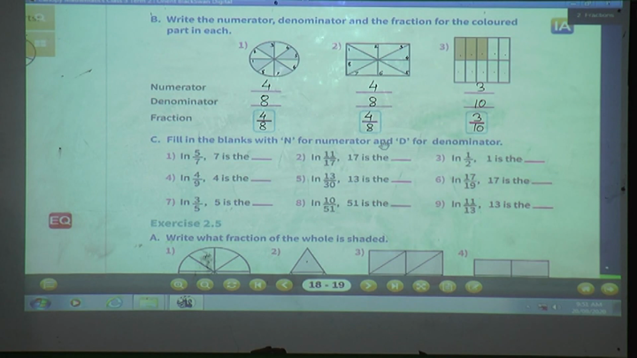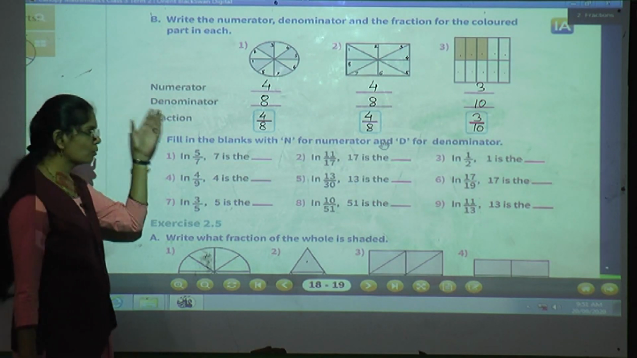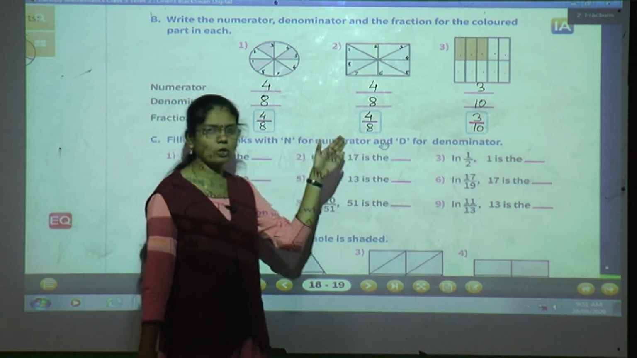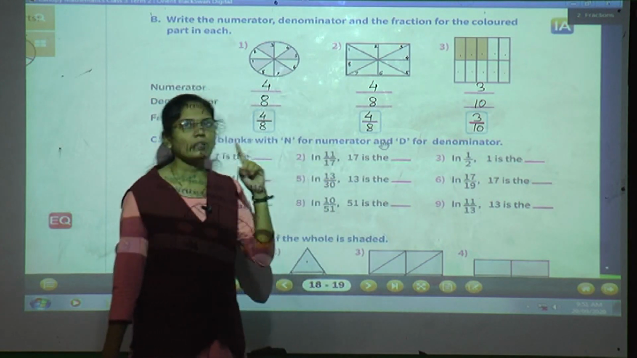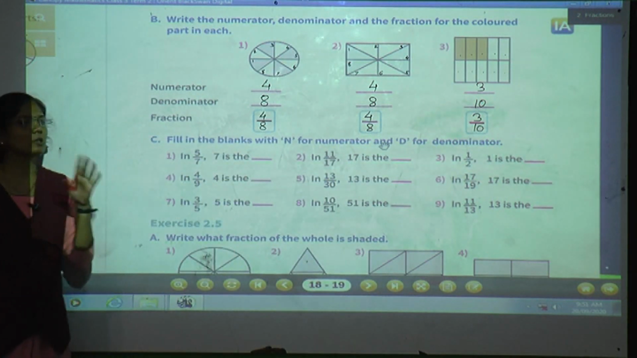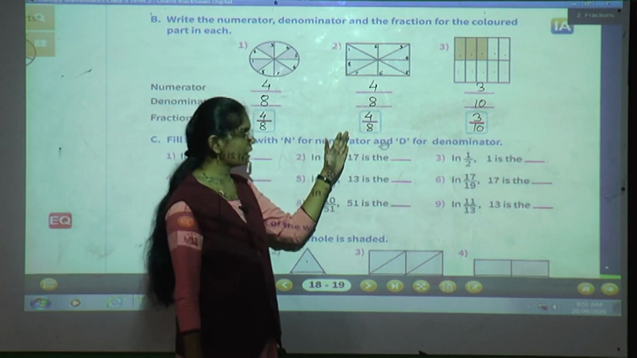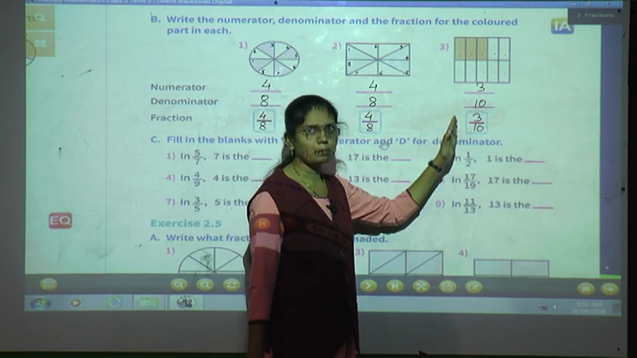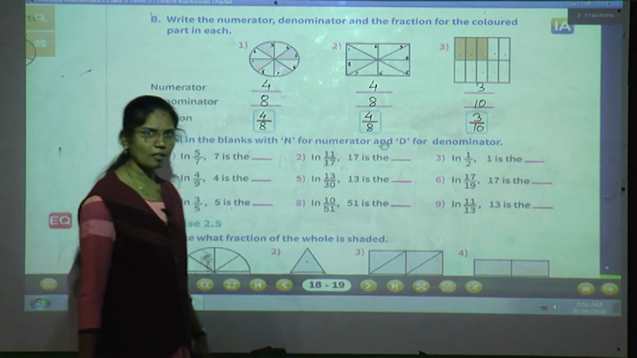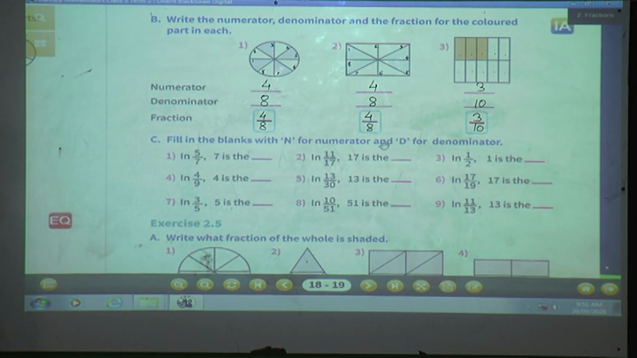You have to write the numerator, the denominator, and from that you have to write the fraction also. And you have to read the fraction. How will you read this? This is 4 by 8. This is also 4 by 8. And this is 3 by 10. Clear? Okay. Then we'll move to the next question, that is C1.